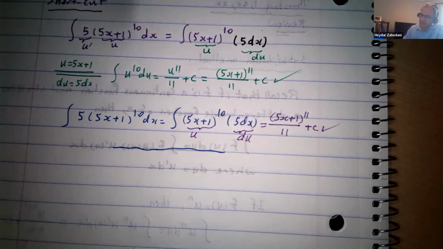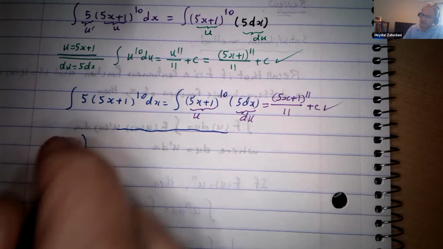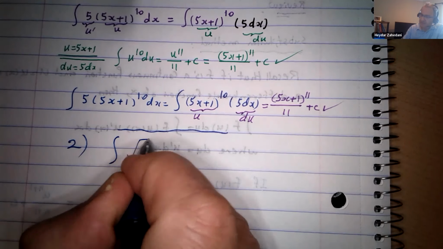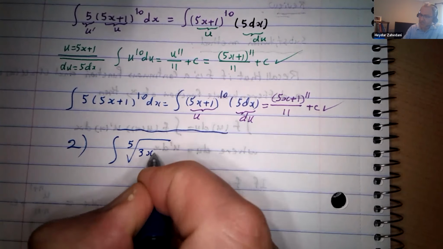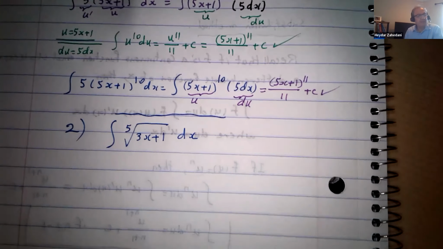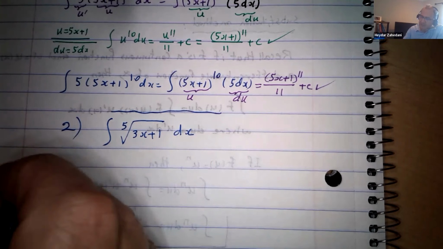Let me give you another one. Type 2. Type 2 is a radical one, you see. Let's have something like the 5th root of 3x plus 1, dx. You know that in calculus, we don't like the radicals. So we remove the radical first.